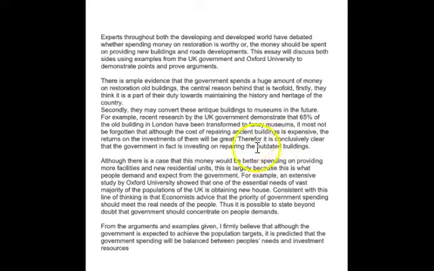So just like this one, where you said, therefore it is conclusively clear that the government in fact is investing on repairing the outdated buildings for use by the public, or to benefit the public, so why it is a good idea to do this. And then the opposite here, thus it is possible to state beyond doubt that the government should concentrate on public demands rather than restoring old buildings. So again, relating to the question for the essay. But yes, two really strong paragraphs there. You should be very proud of those. Well done. And great evidence from the UK government and Oxford University, introduced very well.